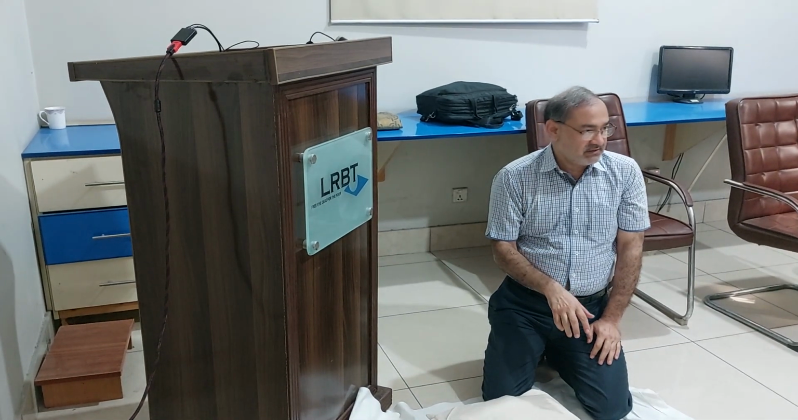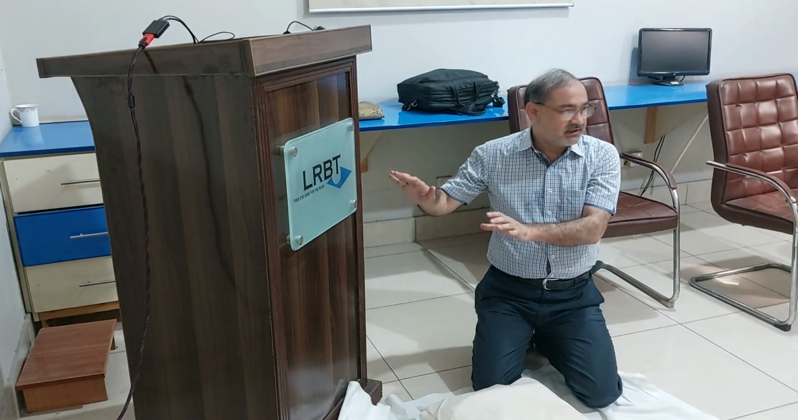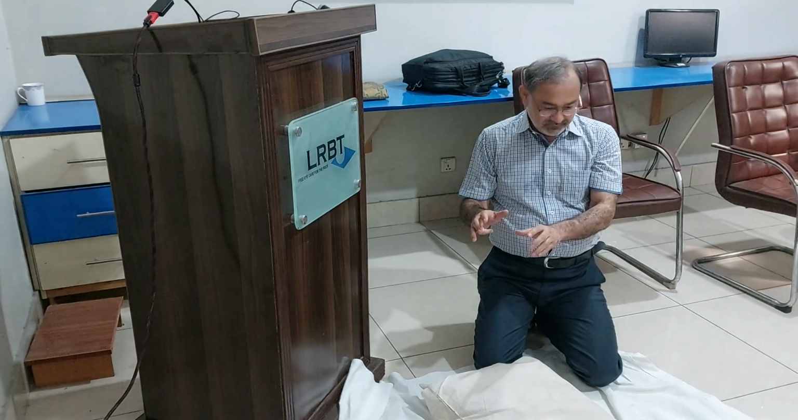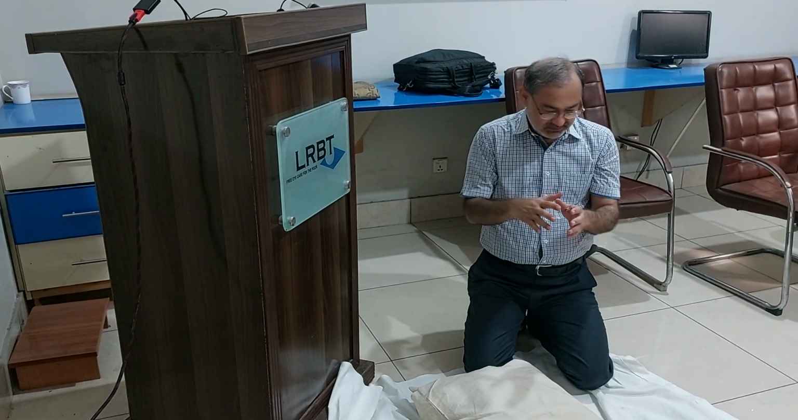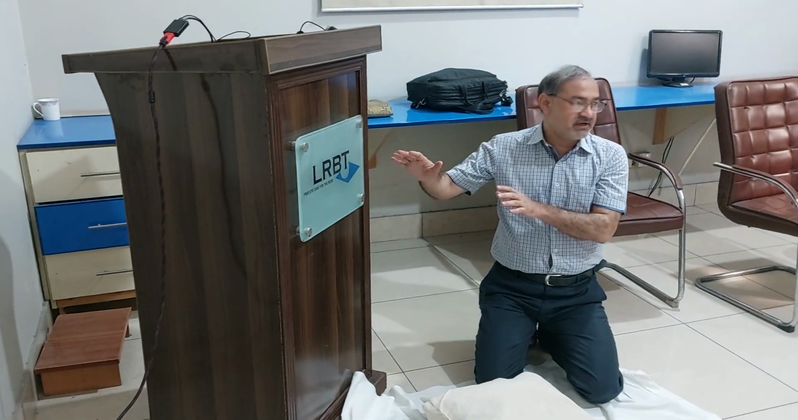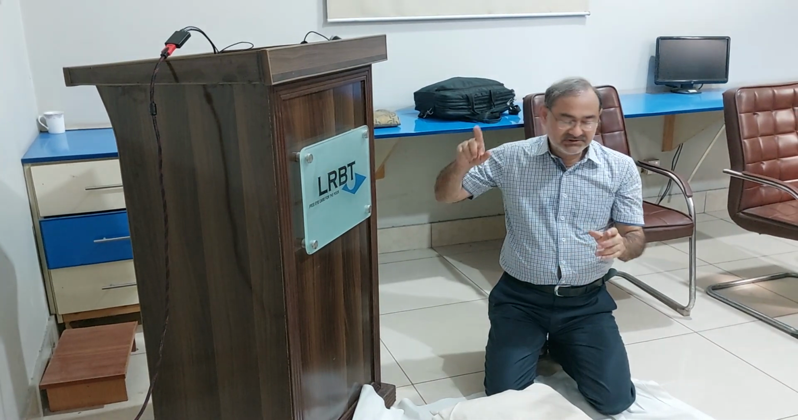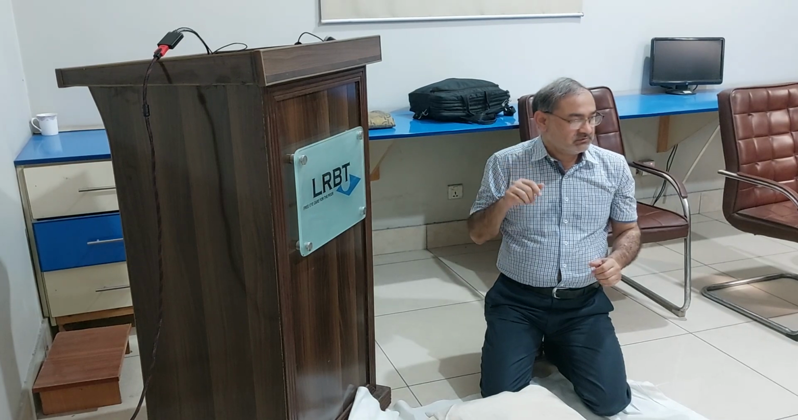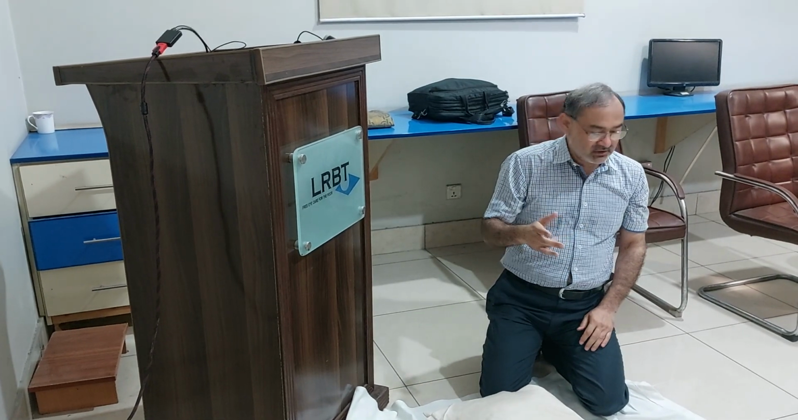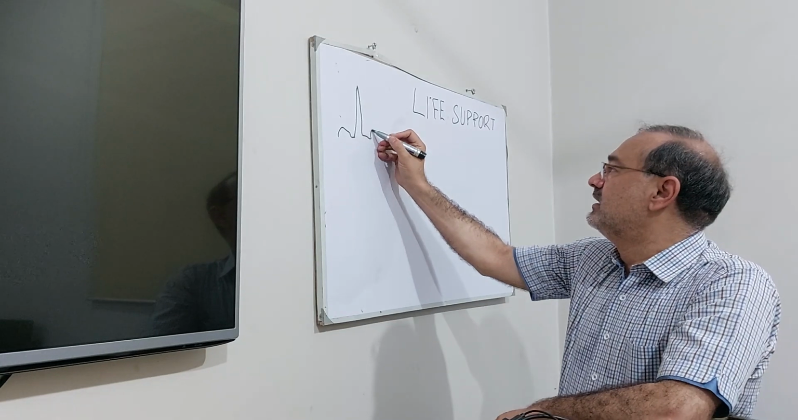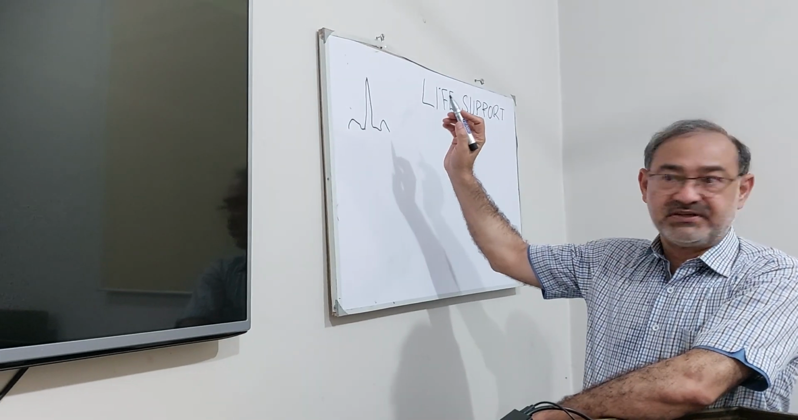Suppose there is a pulse and there is a rhythm, but there is no breathing. Then we will give only the respiration. If the respiration is present and the pulses are absent, then we will concentrate on the CPR. So let's say on the monitor, what are the different forms that we can encounter on the monitor? One is, let's see. This is P wave, QRS, T wave. So this is normal sinus rhythm.